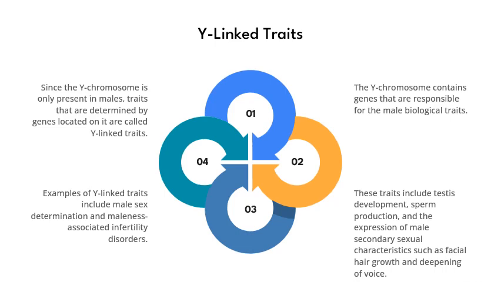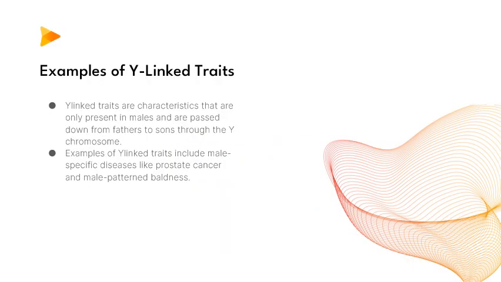Some examples of Y-linked traits include male sex determination and maleness-associated infertility disorders. Y-linked traits are relatively uncommon in humans, and there are only a few known Y-linked traits. One example of a Y-linked trait would be hearing loss, which is a rare form of inherited deafness caused by mutations in genes on the Y chromosome.